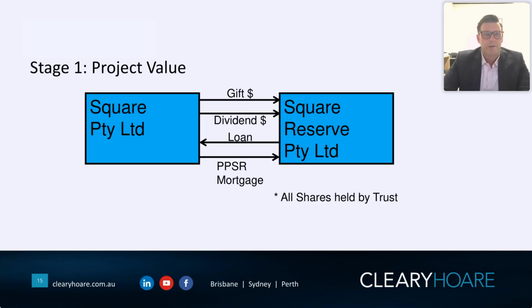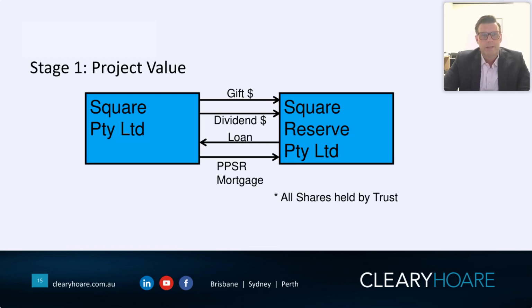We've also got a further arrow there, a dividend. If we've got retained profits in there, we may want to issue some sort of dividend share to Square Reserve, take those retained profits out to Square Reserve. And again, that would form part of the amounts loaned back to Square.